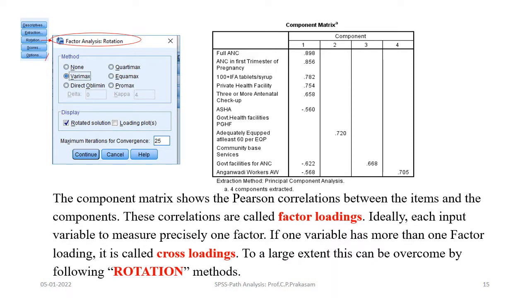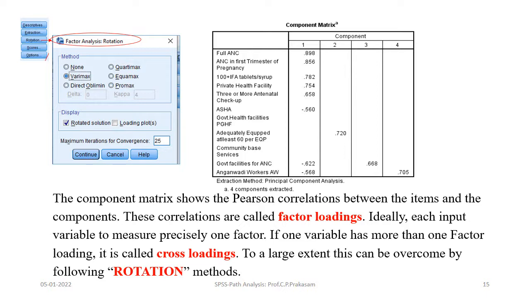This component matrix table shows the Pearson correlation between the items and the components, the items and the factors, we can say. These correlations are called factor loadings. Factor loadings are given as correlation coefficients of the variables which are in that particular factor. When you look at this table, the components are given as 1, 2, 3, 4. These are the 4 factors which you have seen. The scree plot also showed that 4 factors have been selected.